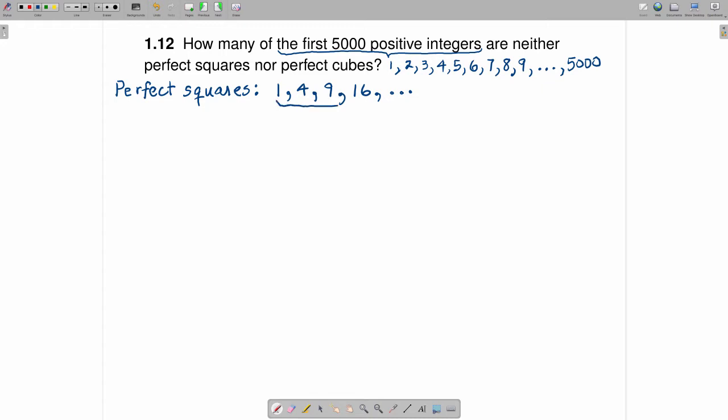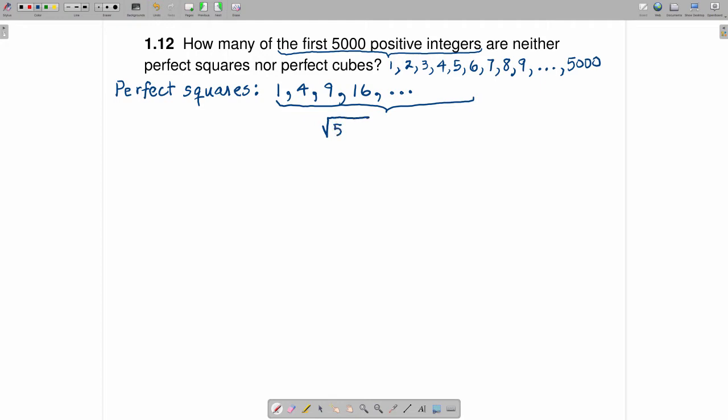One question here might be, how many of these are there? Well, think about the following experiment. If rather than having 5,000 of these, there were only 100 positive integers that you were interested in, you know that you would have 10 perfect squares: 1, 4, 9, 16, 25, 36, 49, 64, 81, and 100. Where did I get that 10 from? I took the square root of 100.